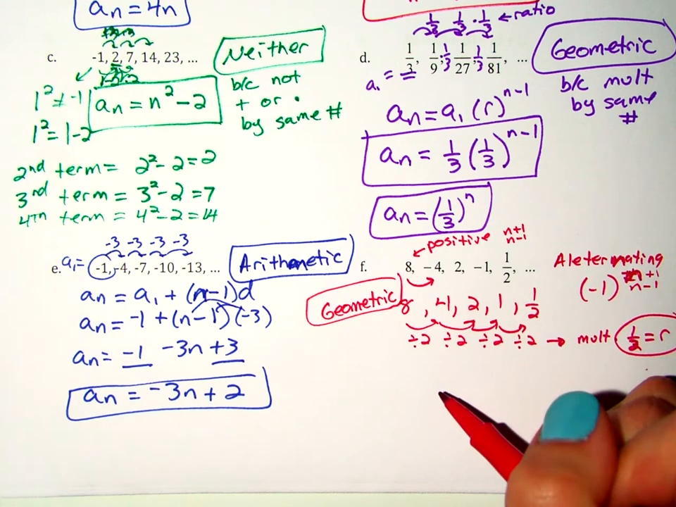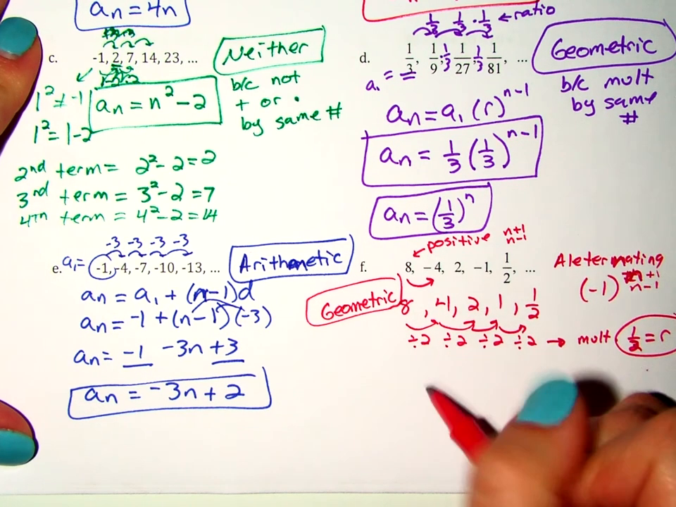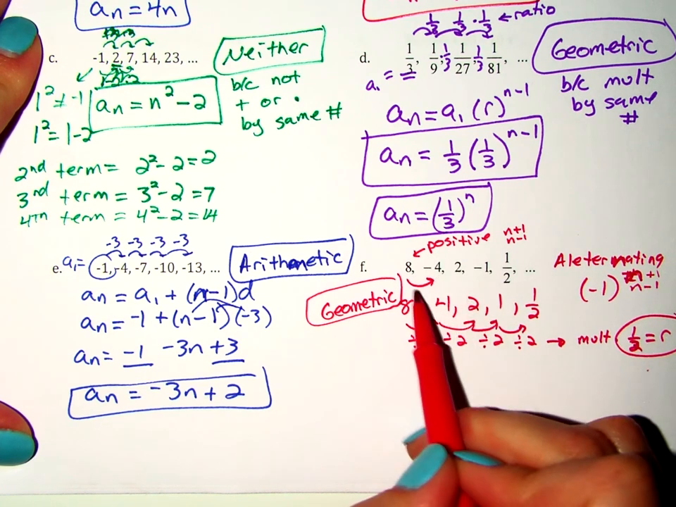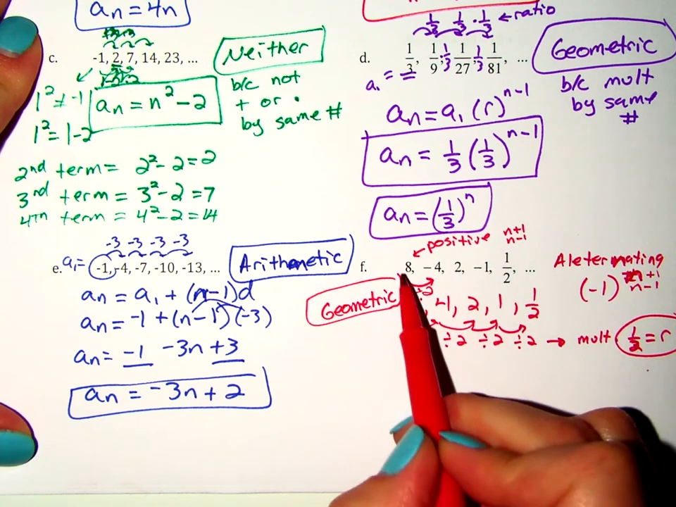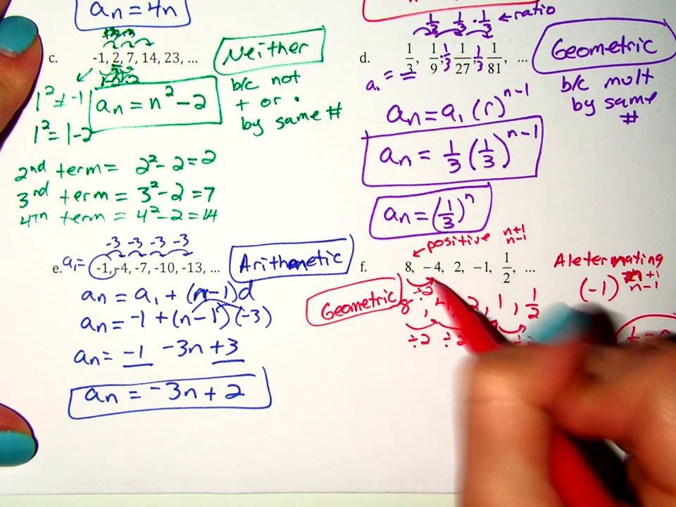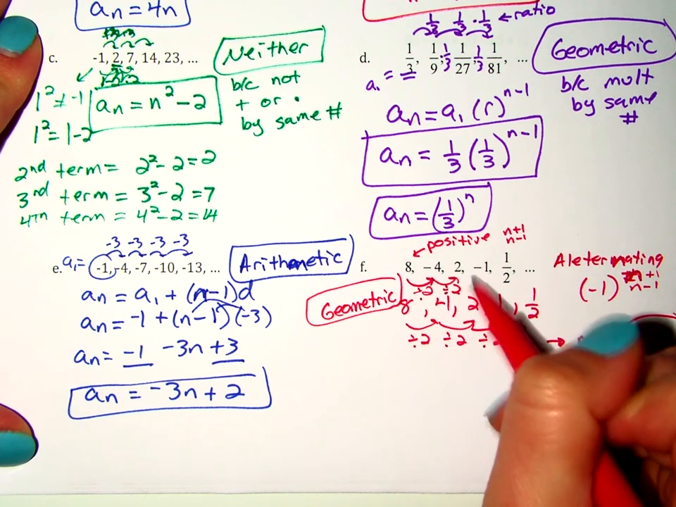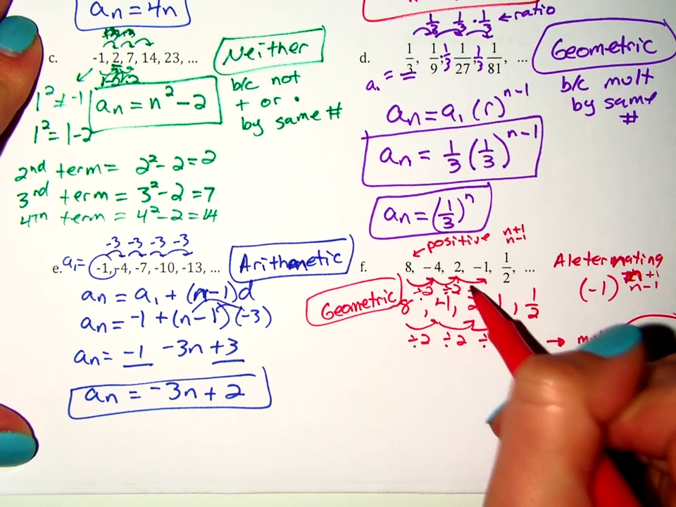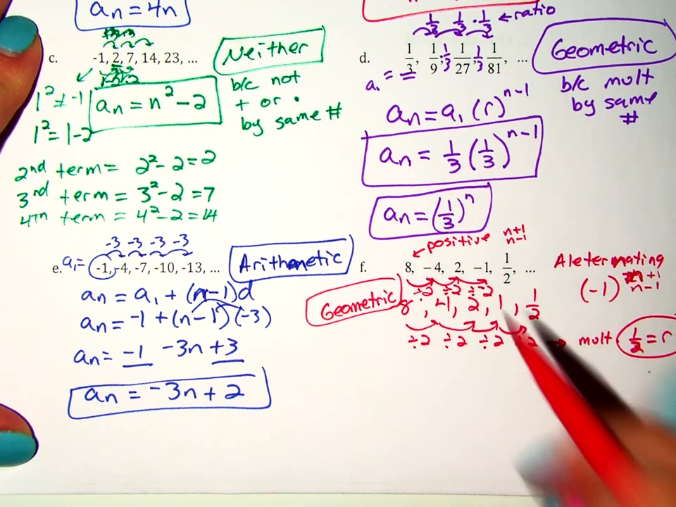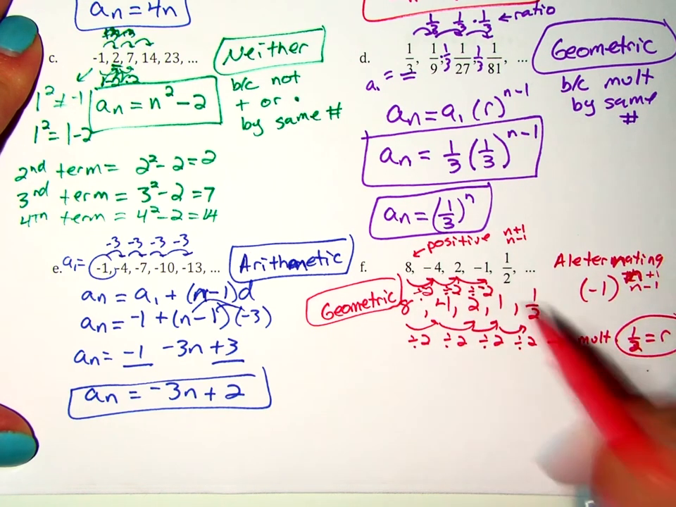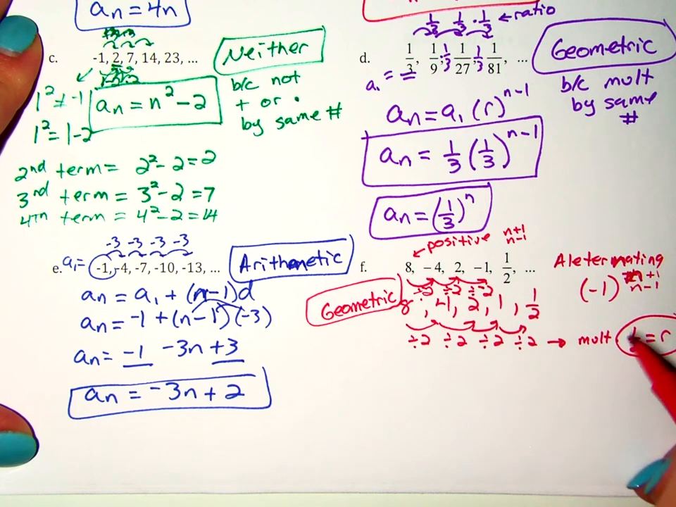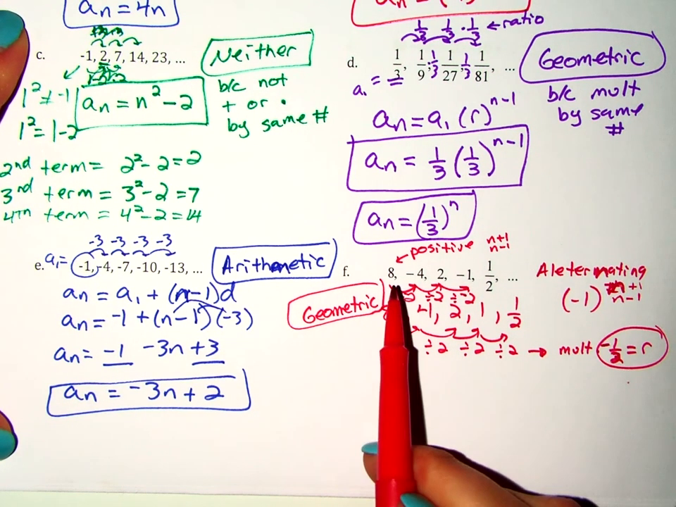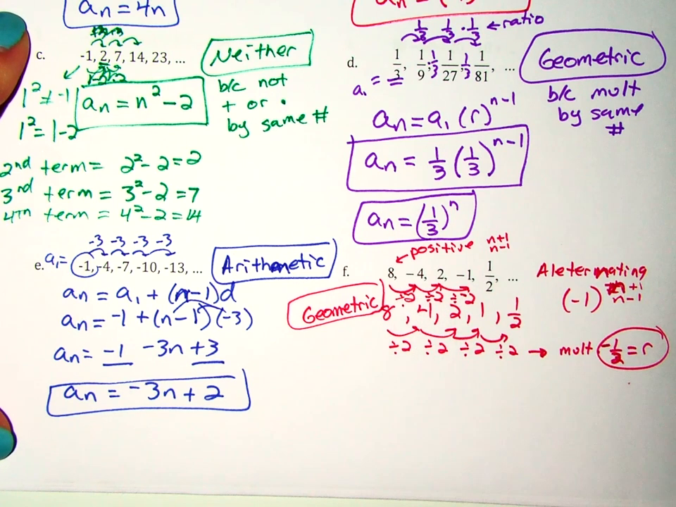So geometric tells me, now I also have to deal with getting the negative, right? So if I were to divide this by negative 2, 8 divided by negative 2 would be negative 4. Negative 4 divided by negative 2 would be 2. 2 divided by negative 2 would be negative 1. So really, my common ratio is actually negative 1/2 because that will help me take care of going from positive to negative each time.